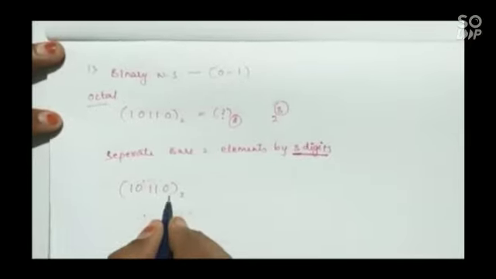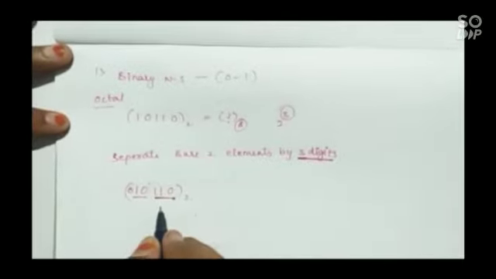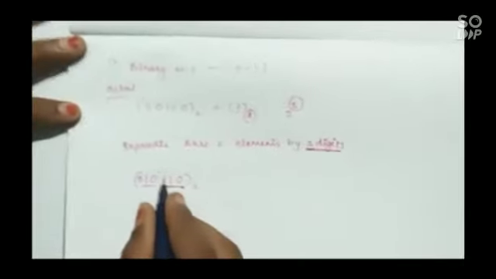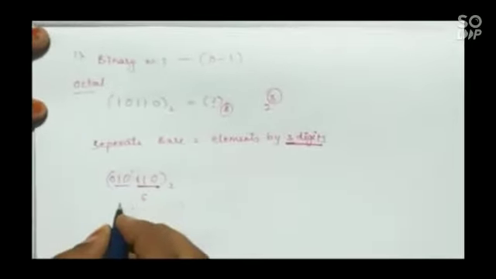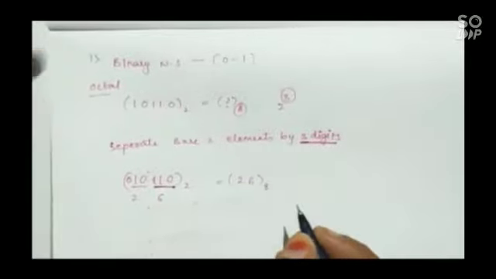Okay, from right to left we divide into 3 digits, and here only 2 digits remain, so we keep a 0. 110 in binary means 6, and 010 means 2. So the result is 26 base 8. This is the conversion to octal.